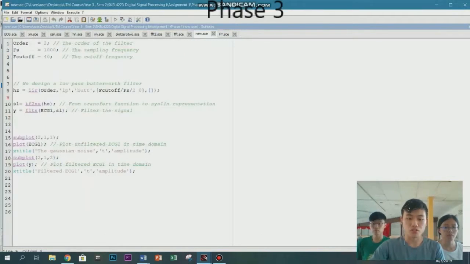In phase 3, we are required to design a filter to remove the noise corrupting the ECG1 signal in phase 1. So we are using a low-pass Butterworth filter. The reason we use it is because the Butterworth filter will produce a maximally flat response with no ripples in the pass band from 0 Hz until the cut-off frequency.